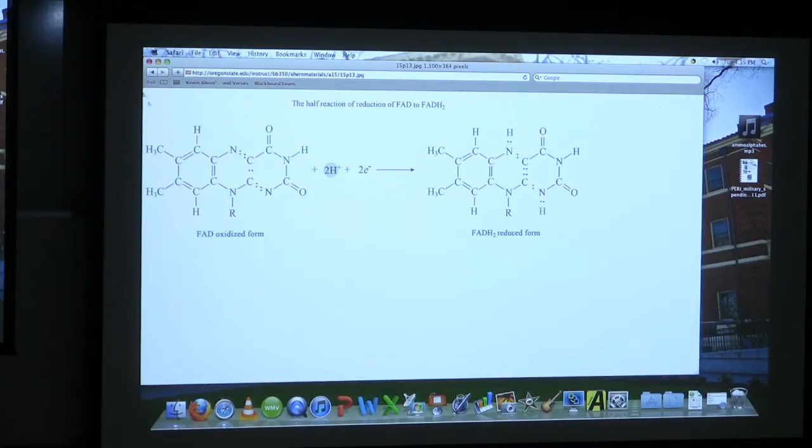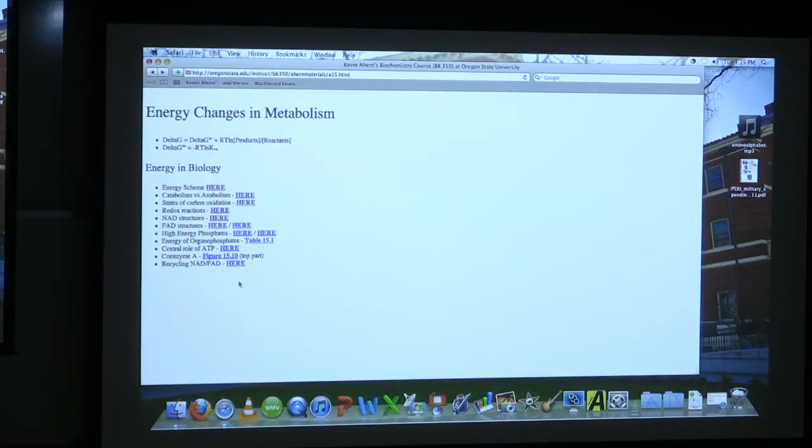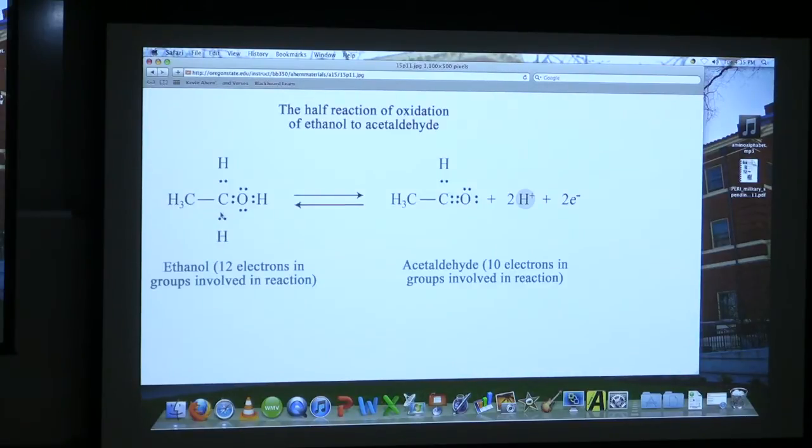In the cell, when I oxidize ethanol, I said I don't lose the electrons. Instead, they go to an electron carrier. So the reaction that I would write for the oxidation of ethanol would go as follows. Ethanol plus NAD goes to acetaldehyde plus NADH.